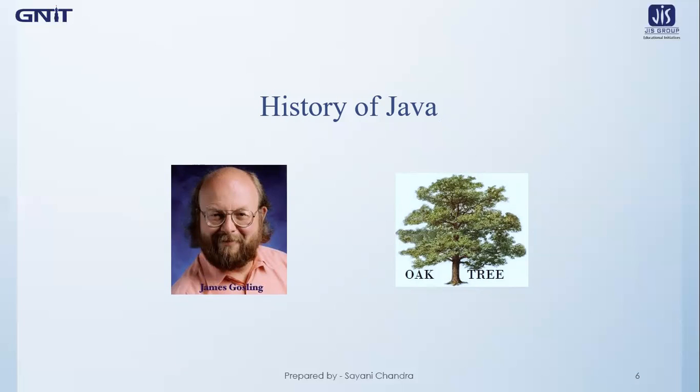Because oak is a symbol of strength and chosen as a national tree of many countries like the USA, France, Germany, Romania, etc. In 1995, oak was renamed as Java because it was already a trademark by Oak Technologies. Now the question may arise, why was Java programming named Java?